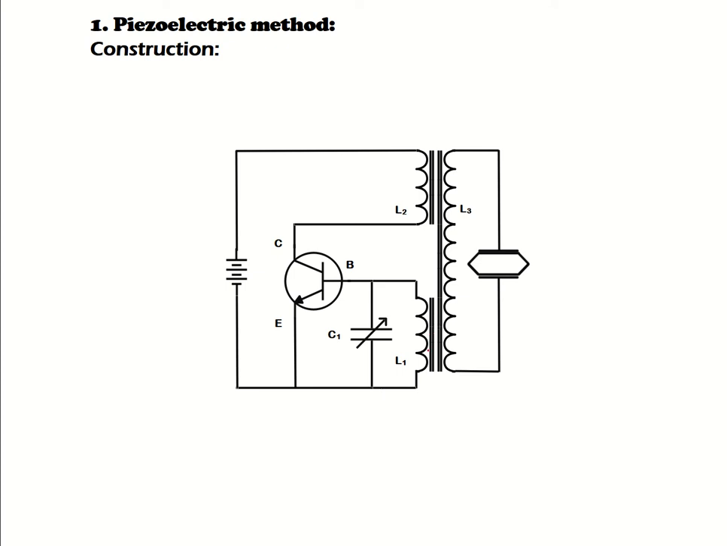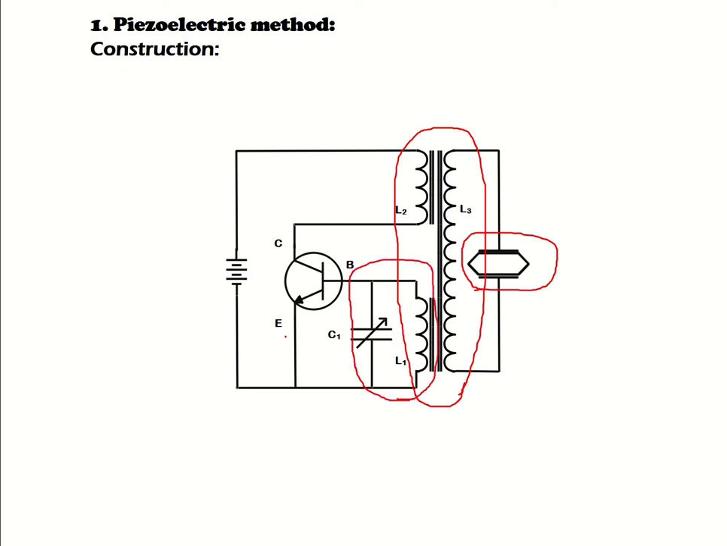So we can say that over here we have different sections like the piezoelectric crystal, the special transformer. Here this is the tank circuit. Here it is the NPN transistor amplifier, and this is the battery section. So there are four different devices connected in this circuit in a particular manner to generate ultrasound with the inverse piezoelectric principle. So this is all about the construction.